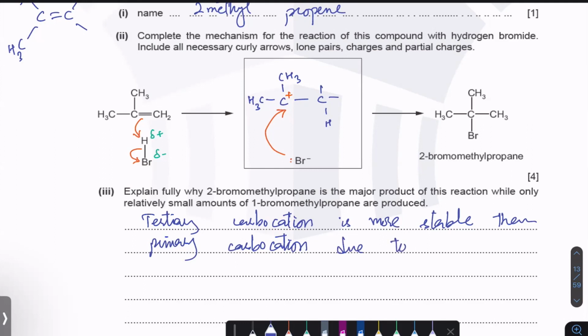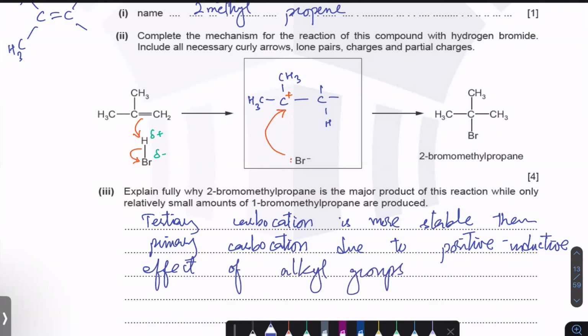Due to positive inductive effect of alkyl groups attached. What exactly do these alkyl groups do? They provide electrons, so they basically reduce the strength of this charge. Because of that, the charge stays there and it has stability. Stability is all about staying what you are, being what you are. This carbon having a positive charge does not make it very reactive because these groups provide electrons.